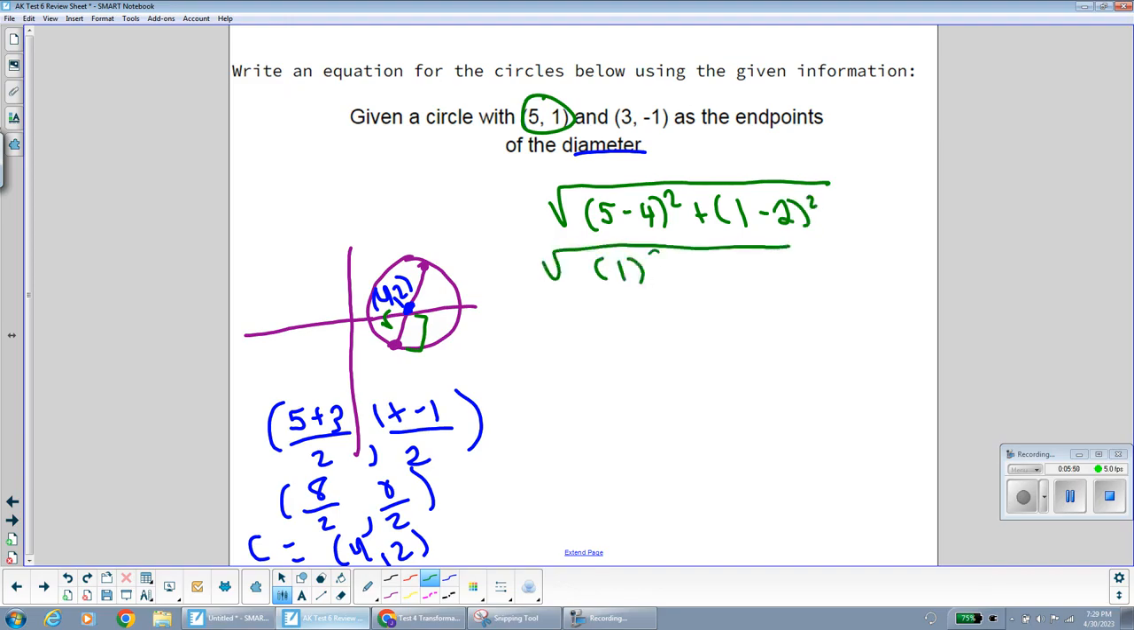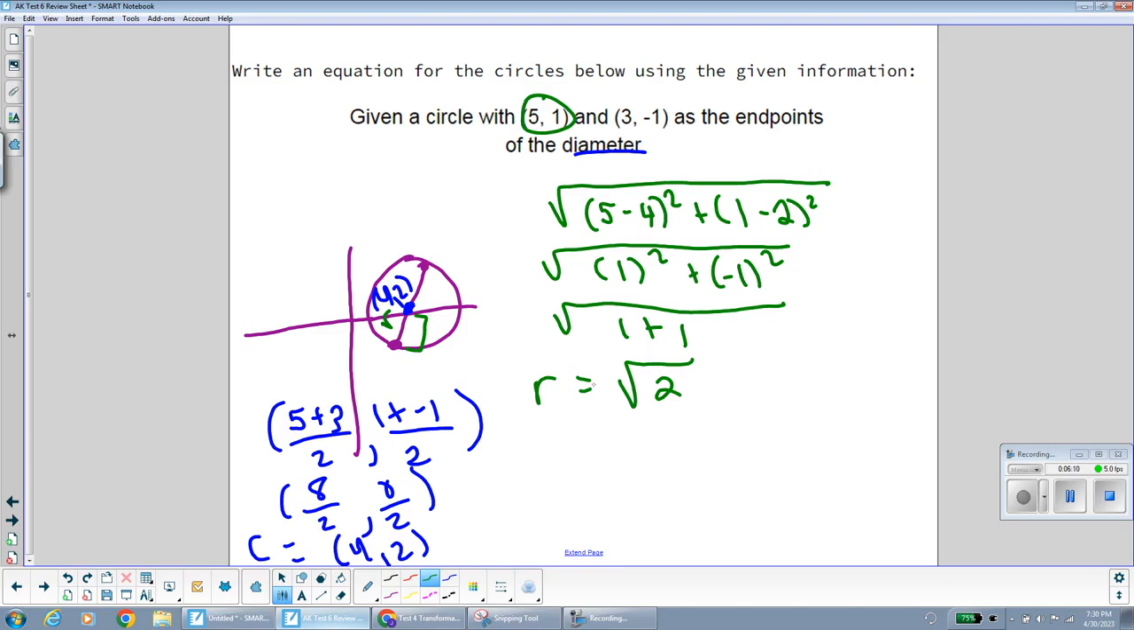That would be 1 squared plus negative 1 squared. We have 1 plus 1, and that's equal to radical 2. So that's our radius. That's halfway across, from one of the endpoints to the center of the circle.